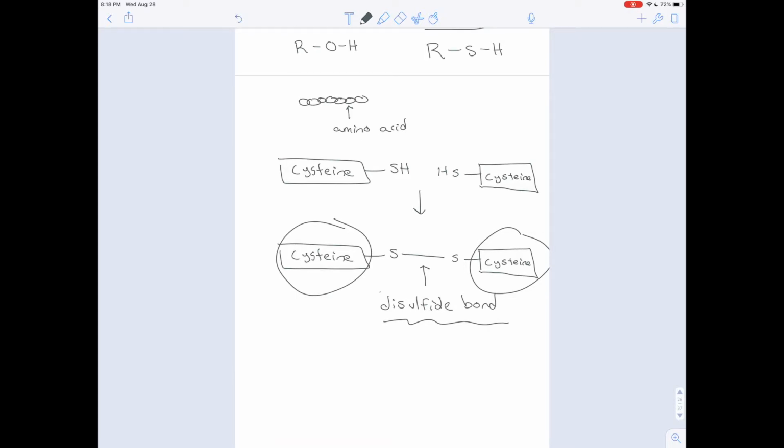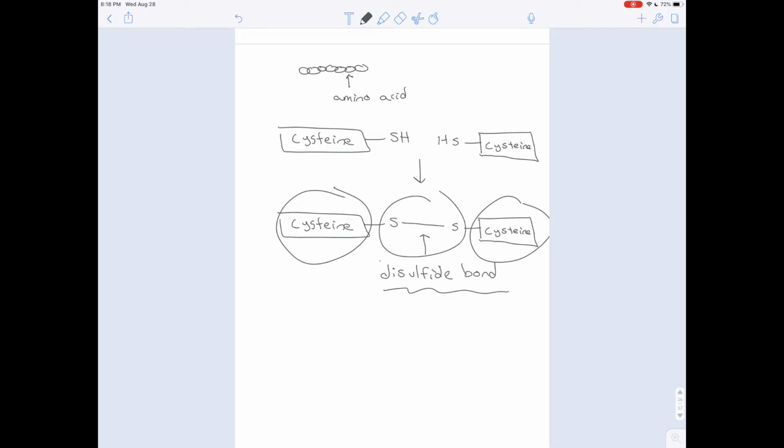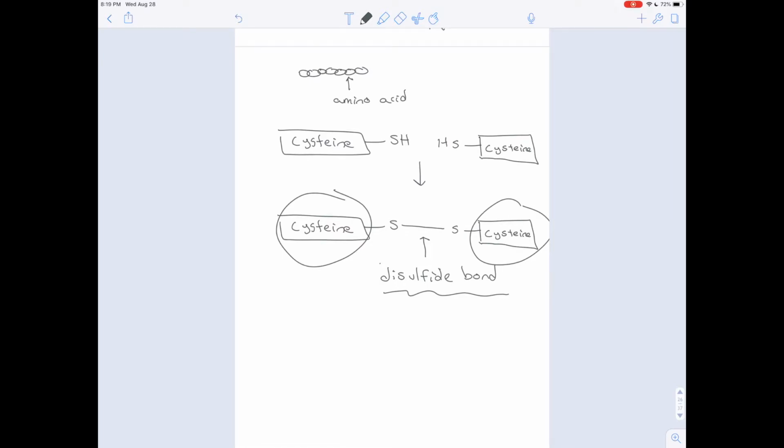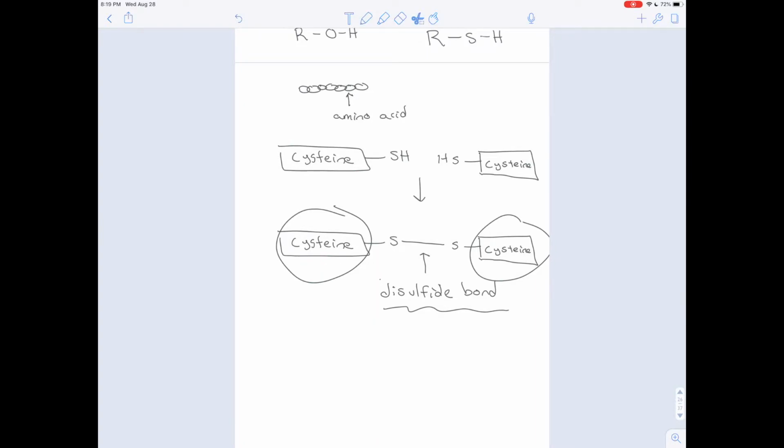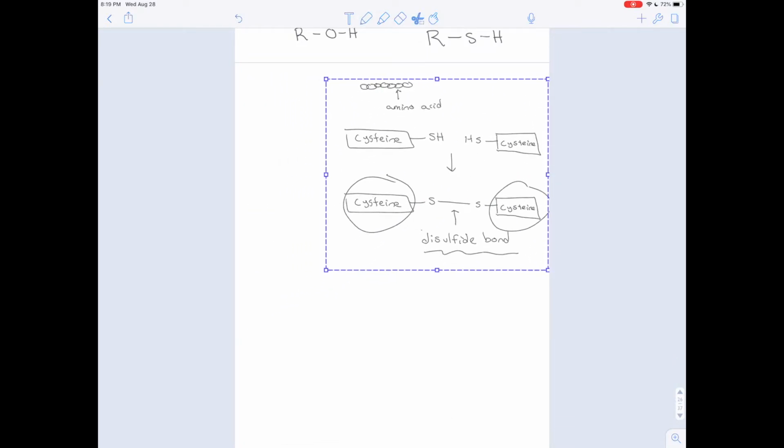So that's one thing. And the other thing is it strengthens proteins, these disulfide bonds. So for example, the reason your fingernails are harder than your cheeks is because the proteins in them have more of these disulfide bonds. The reason why a horse's hoof is harder than your fingernails is because it has even more disulfide bonds. So the ability of these thiols to come together to form a disulfide bond ends up being biologically pretty significant.